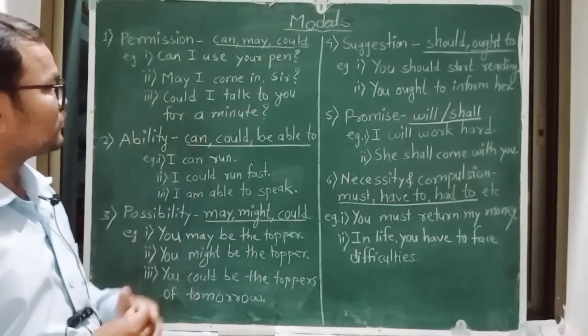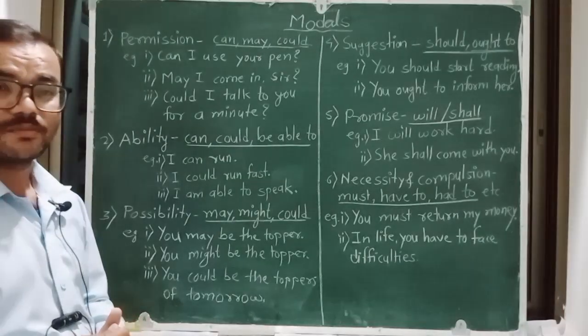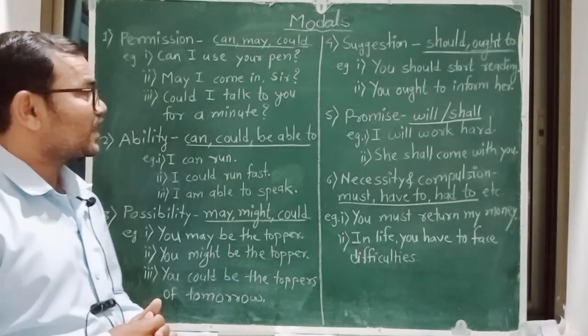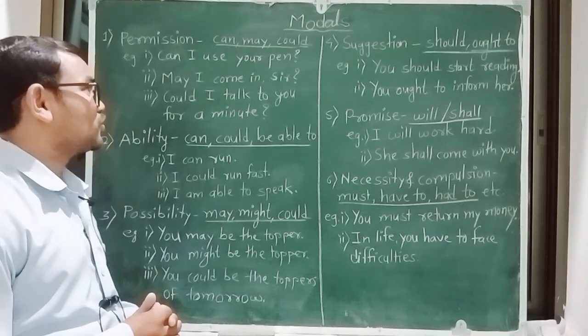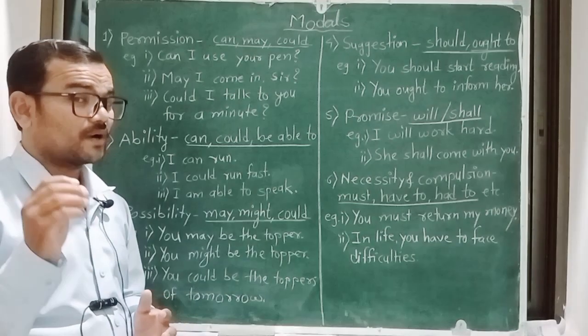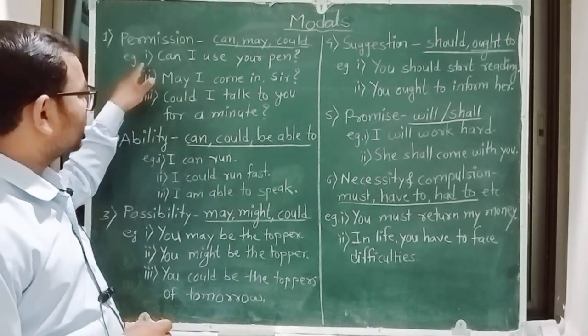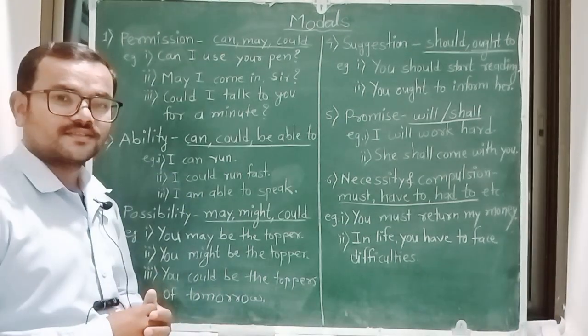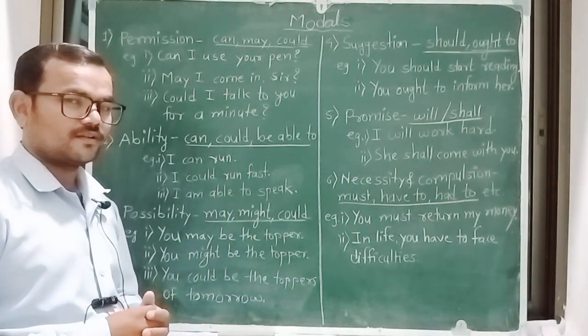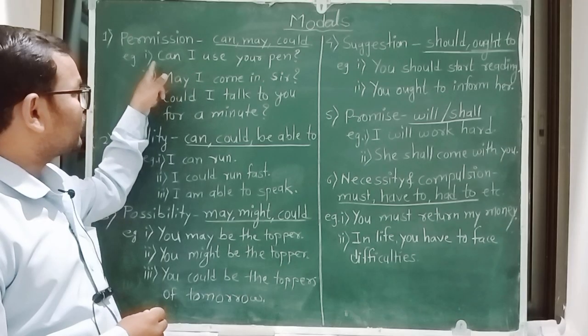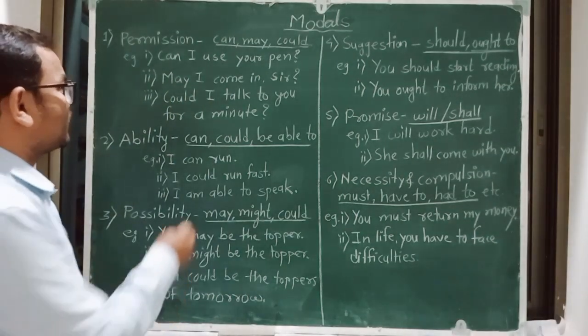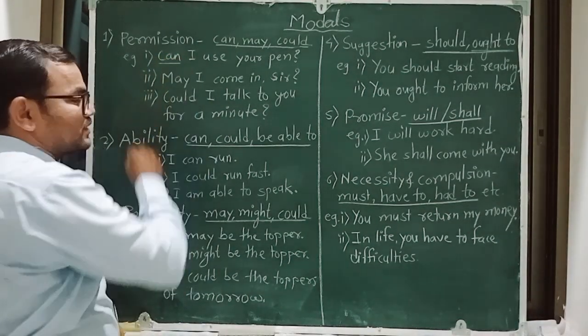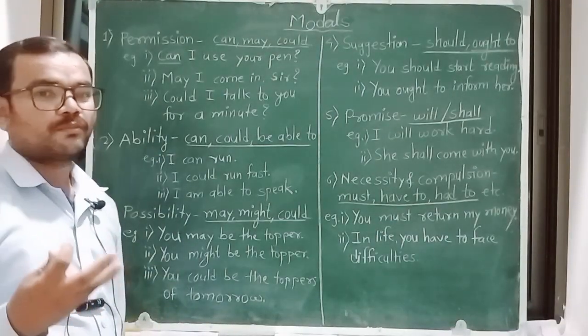There are three types of modal auxiliaries which express permission: can, may, and could. If you see the first sentence, "Can I use your pen?" In this sentence, can is a modal auxiliary which expresses permission.